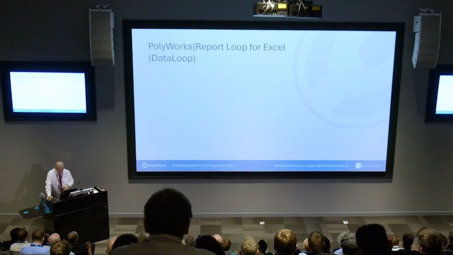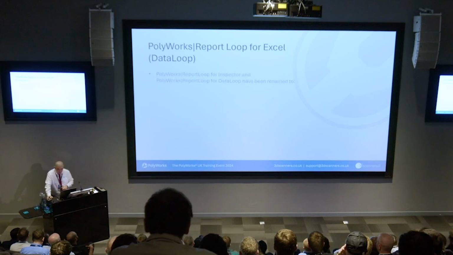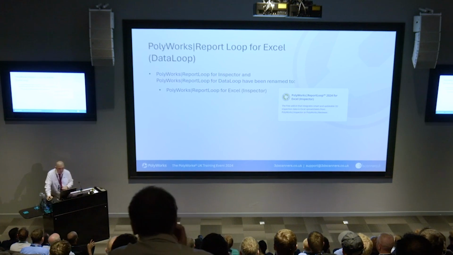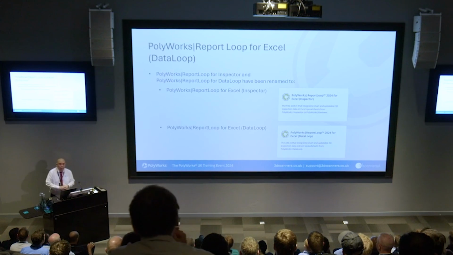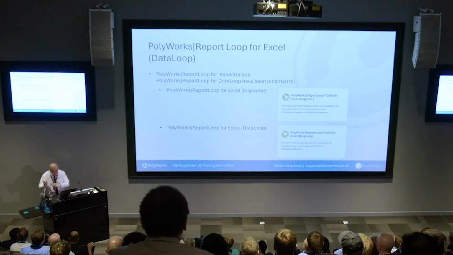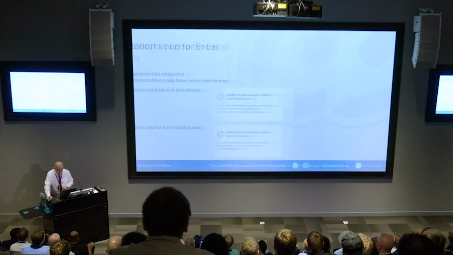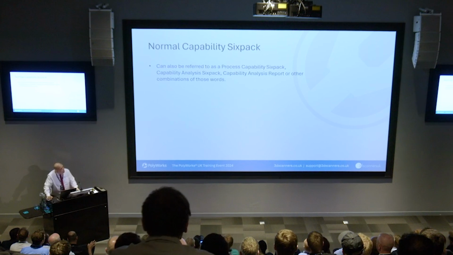So before I go into the main topic, they've actually changed the name of PolyWorks Report Loop from what used to be called PolyWorks Report Loop for Inspector and PolyWorks Report Loop for DataLoop. They've now renamed it to PolyWorks for Excel, in brackets Inspector, and Report Loop for Excel, in brackets DataLoop. You should see a little bit later on why that might be the case. But that's just a minor change there.